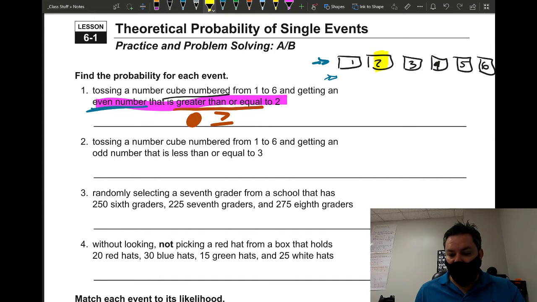What about 4? Greater and even? Yes. Not 5. That's an odd number. And 6. So I have 3 outcomes that I want to happen out of how many total? 6 things that can happen when you throw the dice, right? It can either land on 1, on 2, on 3, on 4, on 5, or 6.